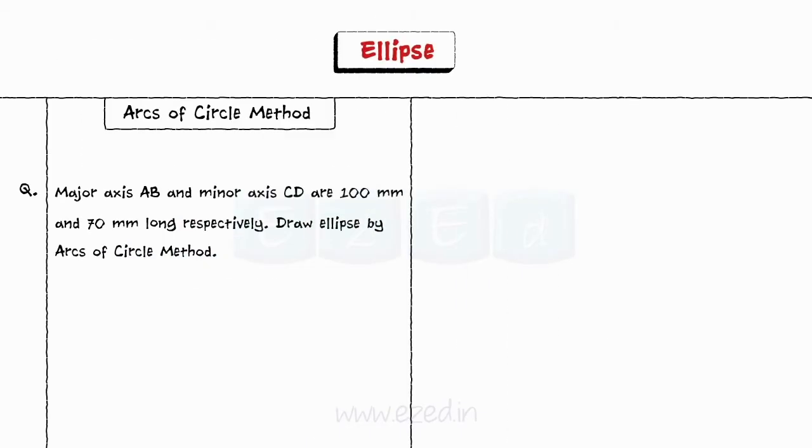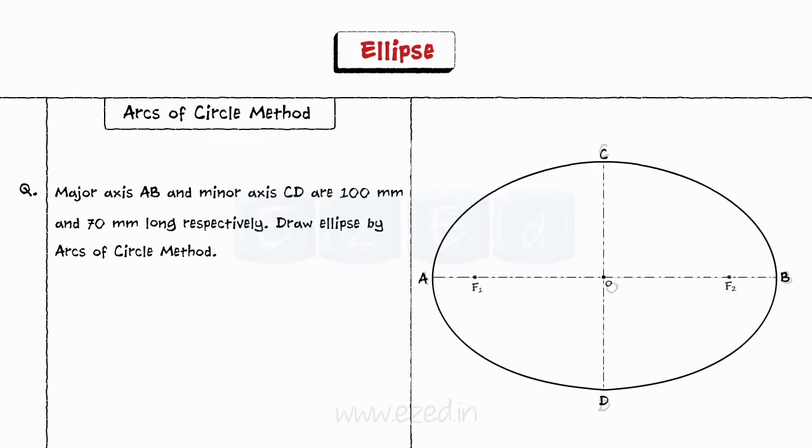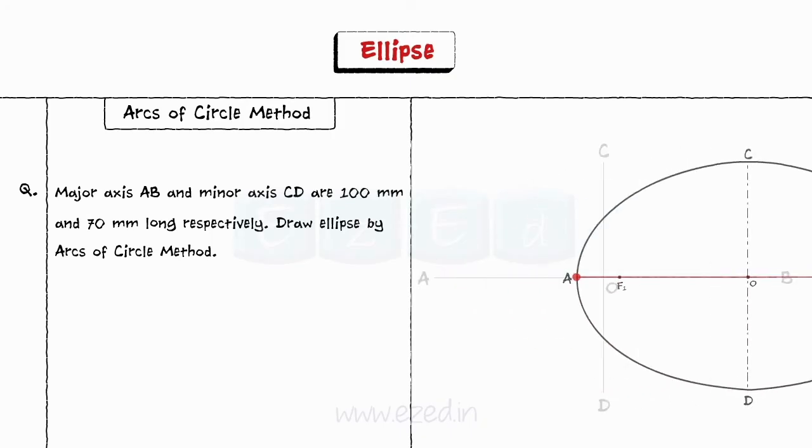Step 1. Draw major and minor axis as usual. As per the definition, ellipse is locus of point P moving in a plane such that the sum of its distance between two fixed points F1 and F2 remains constant and equals to the length of major axis AB.